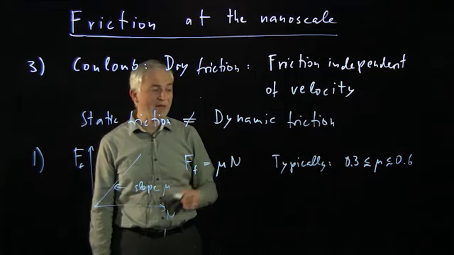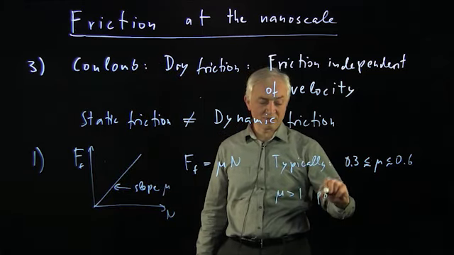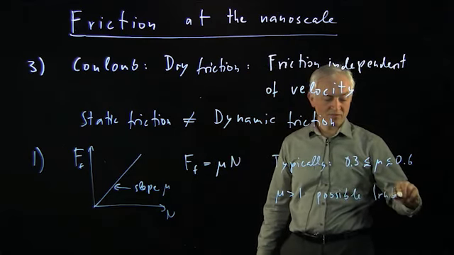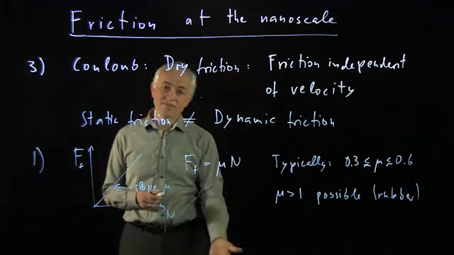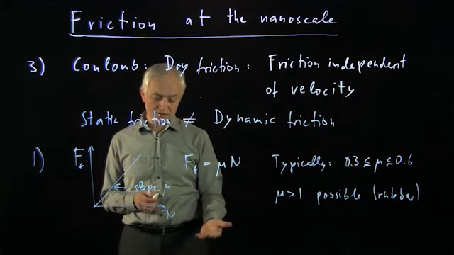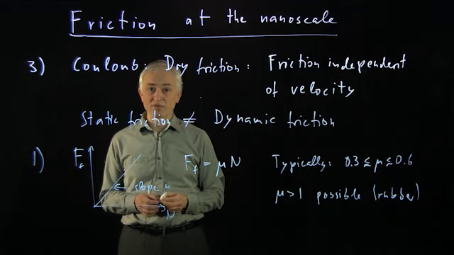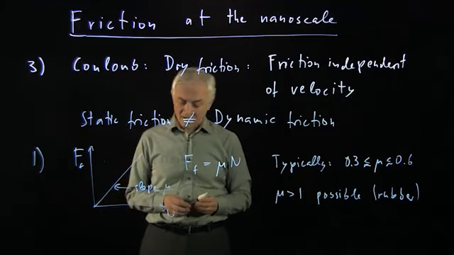However, surprisingly, there are materials where mu larger than 1 is possible. So for instance, for rubber, which means that it can be harder to pull an object sideways than to actually lift it from the surface. So this is a surprising result.